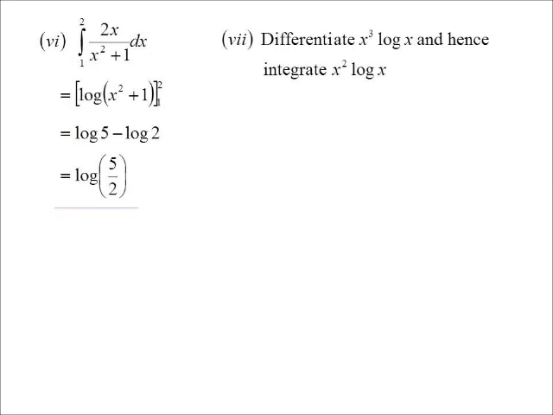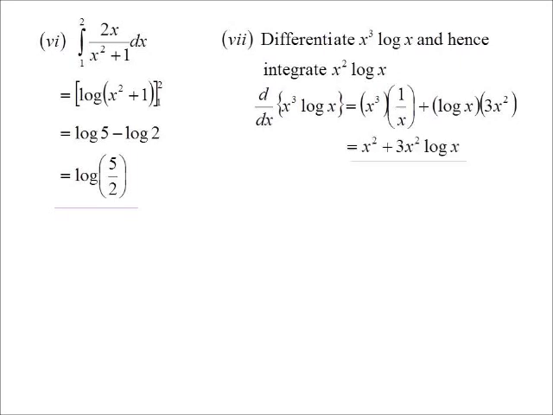Here's one of these ones where we differentiate first and then hence go and integrate. So there's a really strong chance my answer when I go and differentiate this is going to involve x squared log x somehow. Okay, got to use a product rule. Write down the first, diff the second, plus write down the second, diff the first. I end up with x squared plus 3x squared log x.